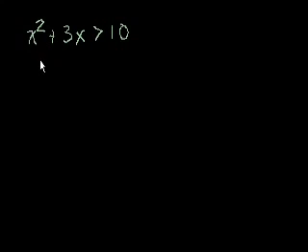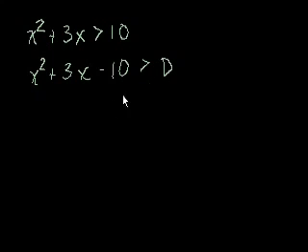So you actually want to get it in what I would call the, I don't know if it's actually called this, the standard form, where you have all of the terms on one side and a 0 on the other side, and then you can either factor it or use the quadratic formula. So let's do that. Well, this is pretty easy. We just have to subtract 10 from both sides, and we get x squared plus 3x minus 10 is greater than 0.